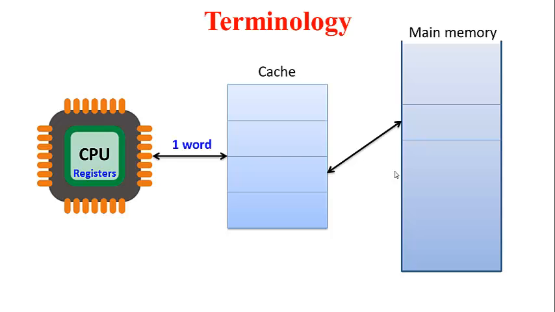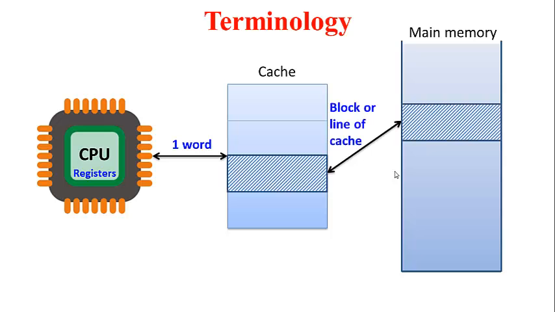For the MIPS architecture, the unit of transfer of data between the processor and the cache is going to be one word or 32 bits. The unit of transfer between the cache and the main memory is typically more than one word. It can be one word also. There is a specific name for this unit of data transfer between the cache and the main memory, and the name is a block or line of cache.